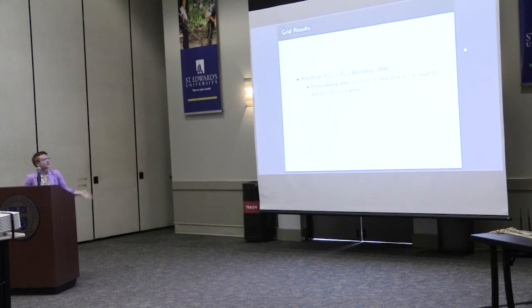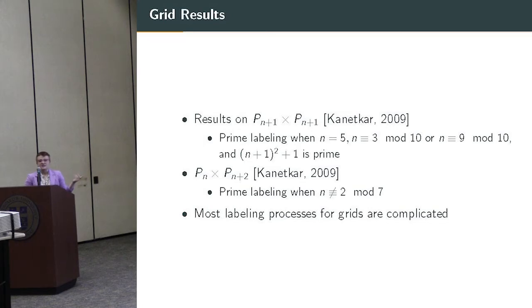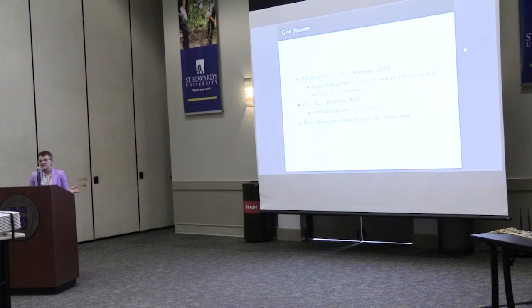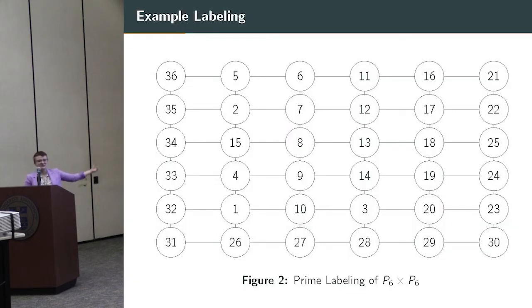So that's a lot. But we also know that for grid graphs p sub n cross p sub n plus 2, we can give prime labelings to those when n is not equivalent to 2 mod 7, so a little less complicated than the last one. However, all the labeling processes for these grid graphs are just kind of complicated and weird, and I'll give you an example of one. Here's what one looks like right here.